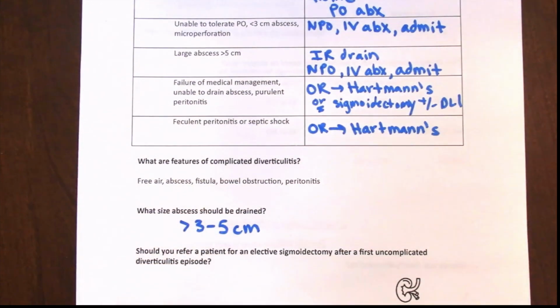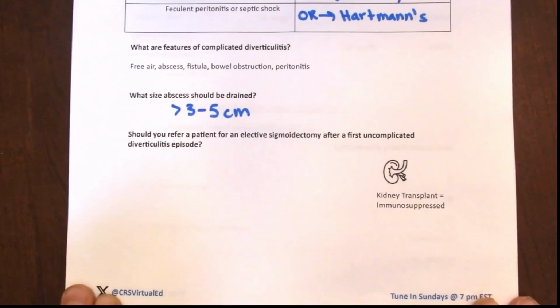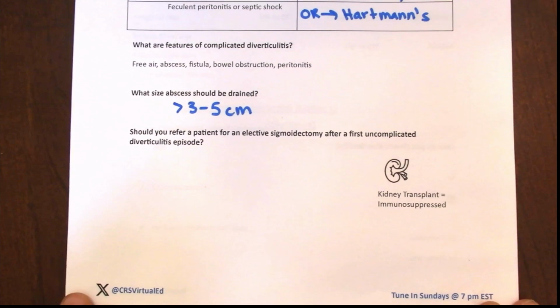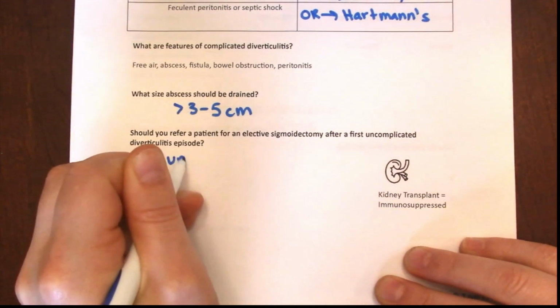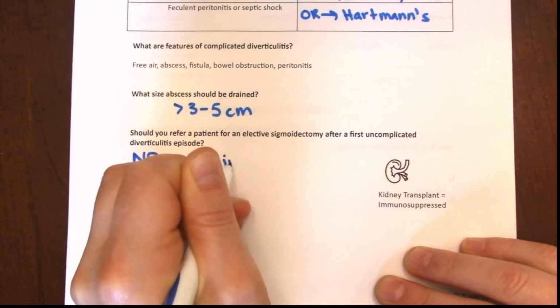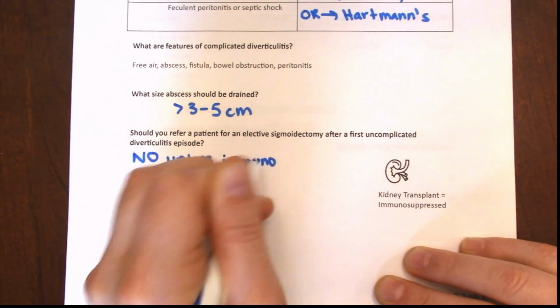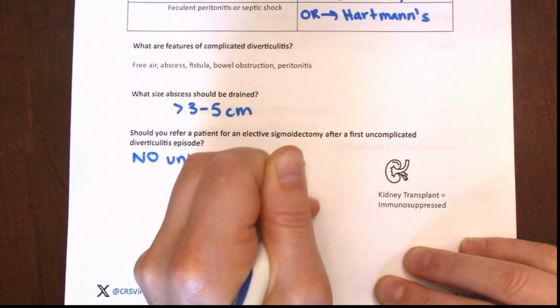And when should you refer a patient for elective sigmoidectomy after a first uncomplicated diverticulitis episode? So after a first uncomplicated episode, I would not refer them for an elective sigmoidectomy unless the patient is immunocompromised. The first episode is usually the worst episode, and patients may never have another episode again.